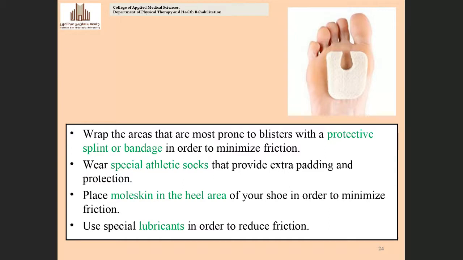For the ankle region or the foot region, a special type of socks is available, special athletic socks. You can suggest the athletes or the players to wear such special athletic socks, or place moleskin in the heel area. You can see the picture. Friction-free adaptive devices can be used in the shoes, or sometimes you can use lubricants in order to reduce friction. These are the common protective measures that you can take to avoid foot blisters.